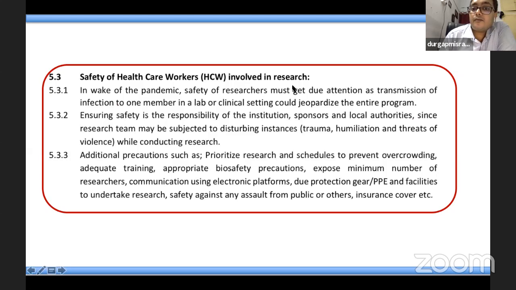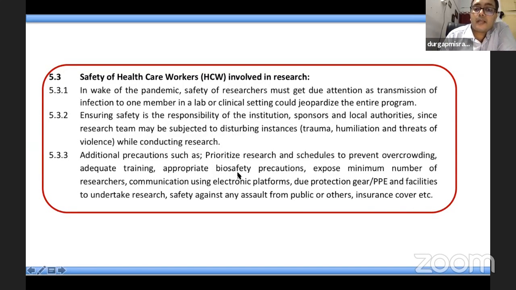Also, safety of healthcare workers involved in COVID-19 research. The safety of healthcare workers must not be jeopardized, either to get the sample, to process the sample, or to take the informed consent. Prioritize research and schedules to prevent overcrowding, adequate training, appropriate biosafety measures when dealing with biological samples, expose a minimum number of researchers, communication using electronic platforms, due protective gear as per the norms, and facilities should have protective gear before they undertake research, and of course, safety against any assault from the public and others, insurance cover for clinical trials as usual.